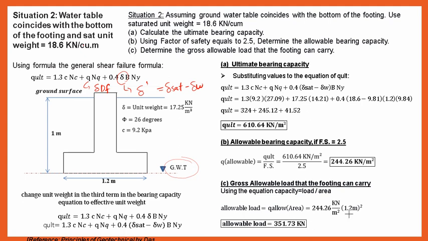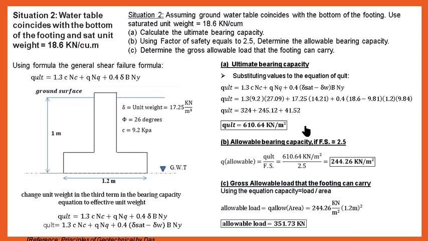So, meron tayong value for the allowable load. Ito yung allowable load na makikerry nung ating footing. This is equal to 351.73 kilo Newton. Okay? So, that is for the situation 2. Pag yung water table daw natin coincides with the bottom.